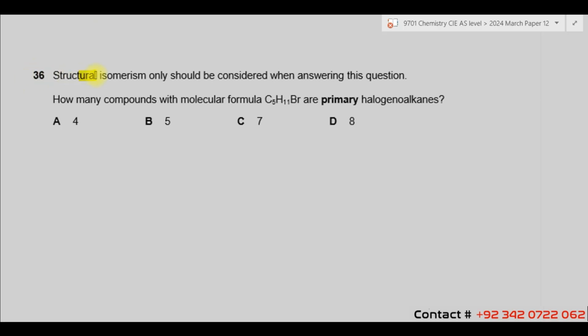Question 36. Structural isomerism only should be considered when answering this question. How many compounds with the molecular formula C5H11Br are primary halogenoalkanes? Now, primary halogenoalkane is the one in which halogen is attached to carbon, and this carbon is directly attached to only one carbon. So we cannot change these three. Rest we have 5 in total, so 3 more.